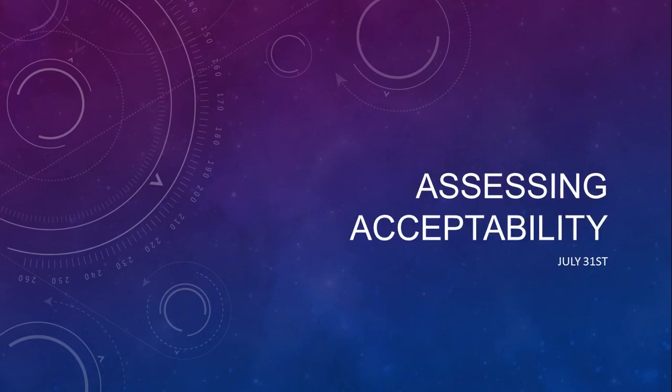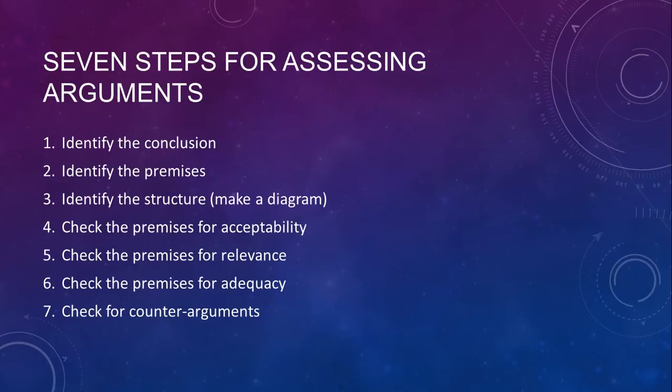So today we're doing assessing acceptability, and that's one of the steps in your textbook. They break your steps for assessing an argument down into 7 steps. The following are these 7 steps. So identify the conclusion, identify the premises, and identify the structure. That's making a diagram. So that's the whole first half of the semester. We're doing the first 3 steps of assessing an argument.